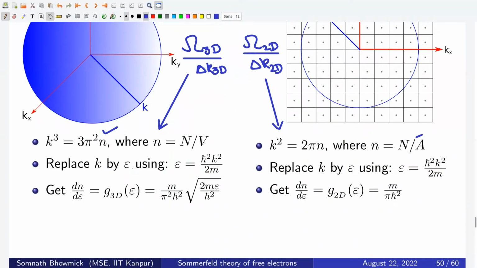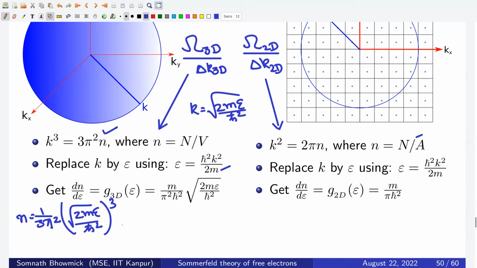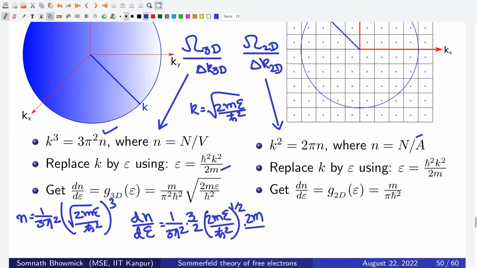Now we replace k by E using this equation such that k equals square root of 2mE by h cross square. If we do that, then in case of 3D, we get n equals 1 by 3 pi square, and in place of k's, we just write square root of 2mE by h cross square whole power 3. And then we can calculate dn by dE, which is equal to 1 by 3 pi square into 3 by 2 into 2mE by h cross square whole power half times 2m by h cross square.